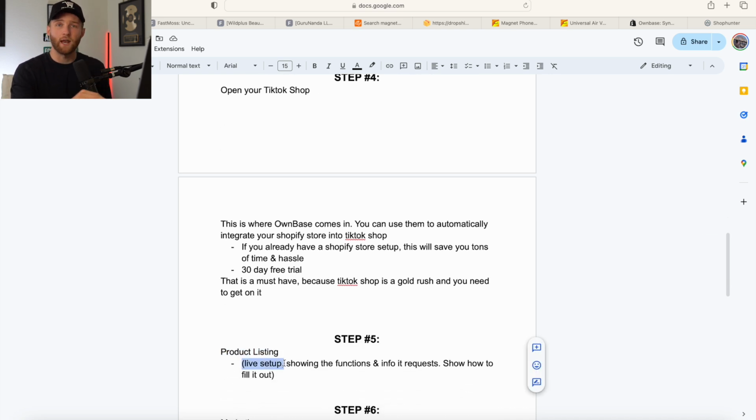Okay, I'm actually going to do a live setup. I just want to show you a little bit about how it works. If you want me to do a full setup video, let me know. Happy to do it. But I want to show you a little bit about what that process looks like.